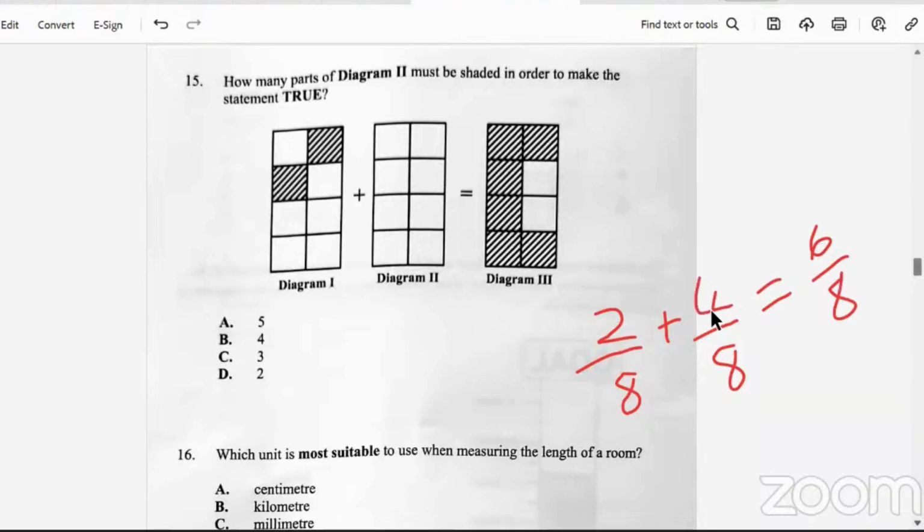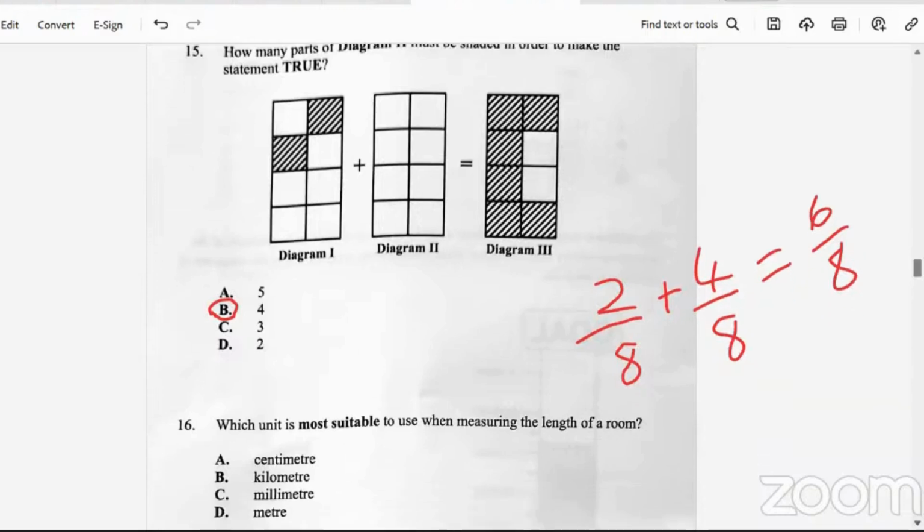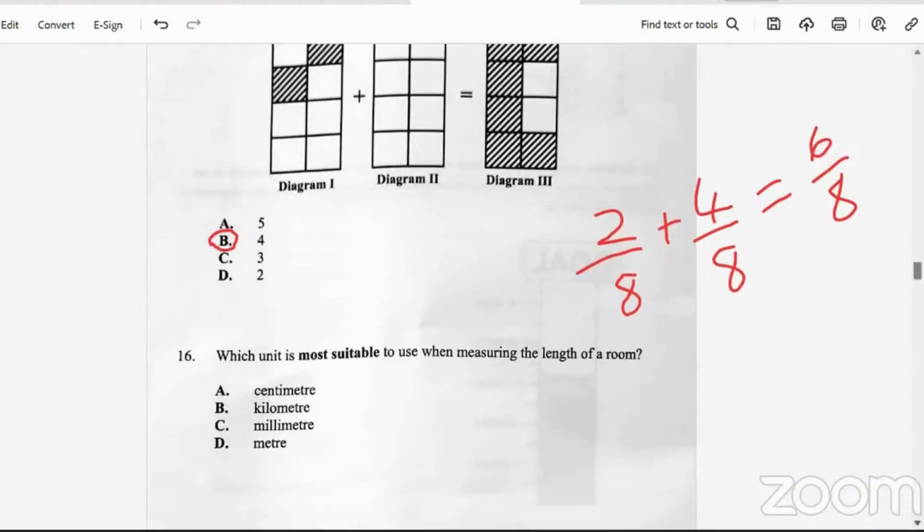Again, guys, this is not necessarily a teaching activity, but trying to do this in the shortest possible time, while just giving you a little bit of an explanation. So the answer would have been 4 over 8. Okay, 2 over 8 plus 4 over 8 gives you 6 over 8.